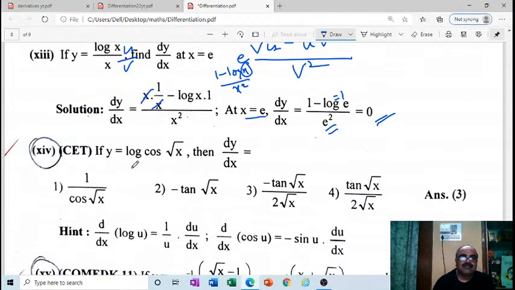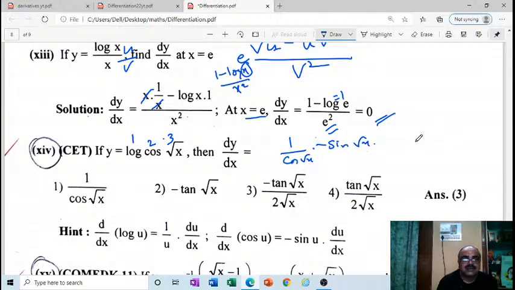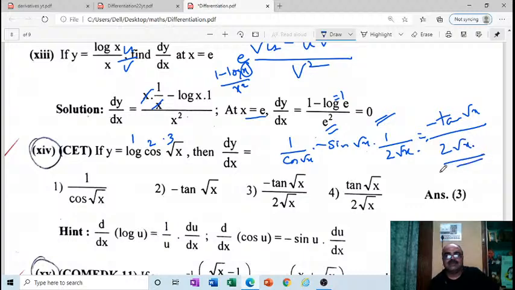Last sum for the day. Y is equal to log of cos of root x. We have already done this kind of chain rule. So please understand there are three functions, 1, 2 and 3. Log differentiation is 1 by cos root x, and cos differentiation minus sin root x, and root x differentiation 1 by 2 root x. So put it together, minus tan root x by 2 root x. Where is the answer? Minus tan root x by 2 root x. The third one is the right answer.